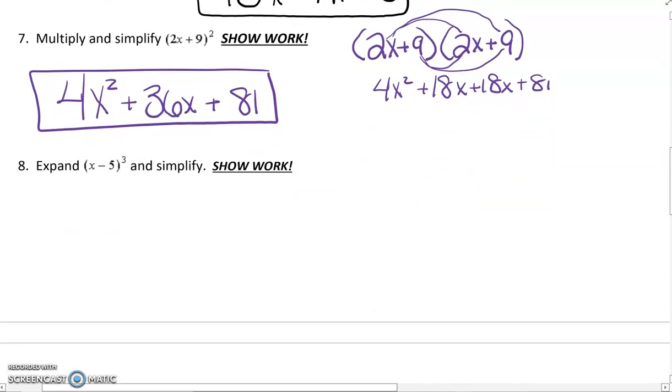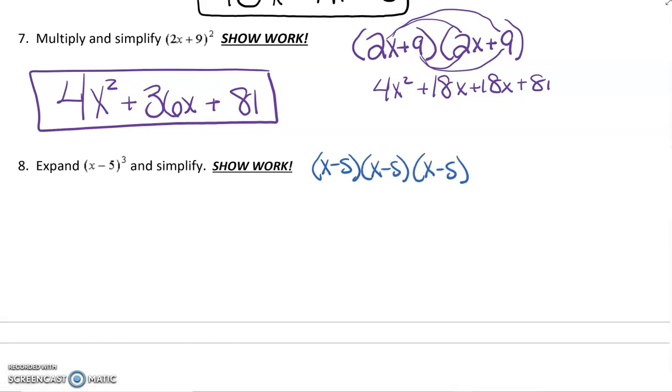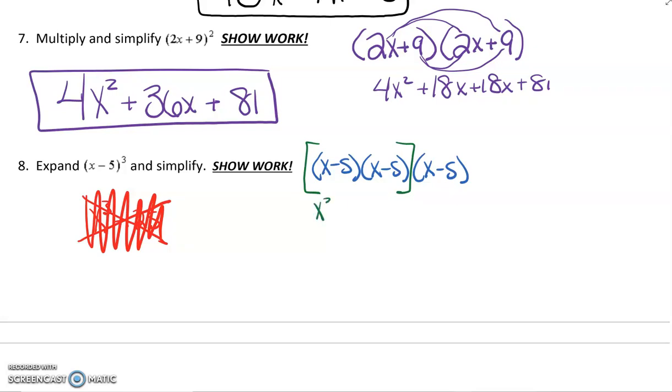Similarly, number 8 is x minus 5 times x minus 5 times x minus 5. I have people trying to just do x cubed minus 125, and that is not the correct answer. You can't just put the cube on everything because there's subtraction in there. So what we really need to do is do these two first and then multiply the next one on. If I double distribute with this one, I get x squared minus 5x minus 5x plus 25. That is x squared minus 10x plus 25.